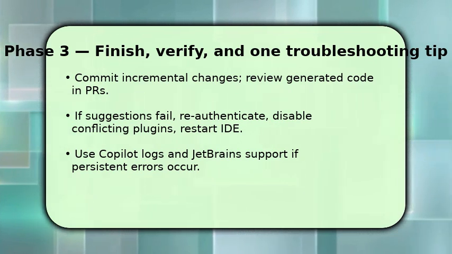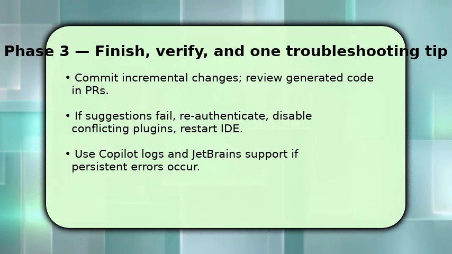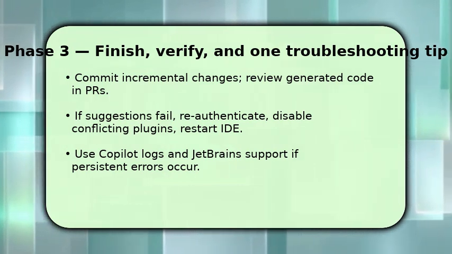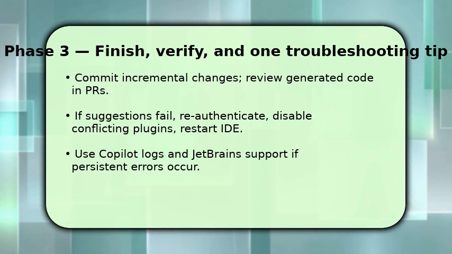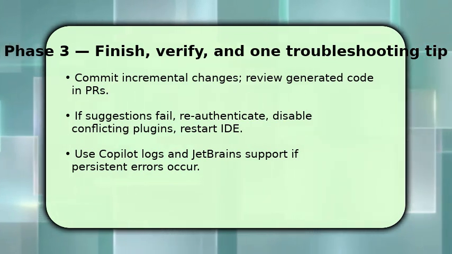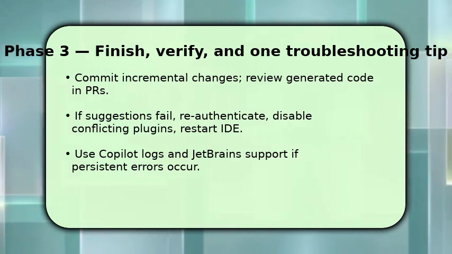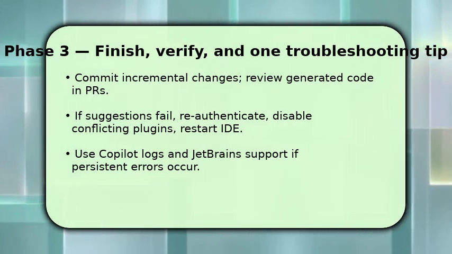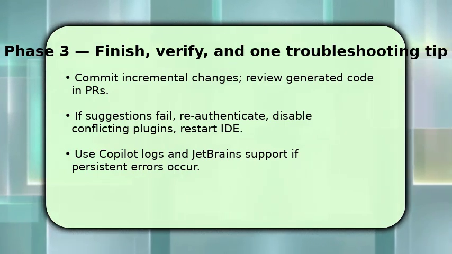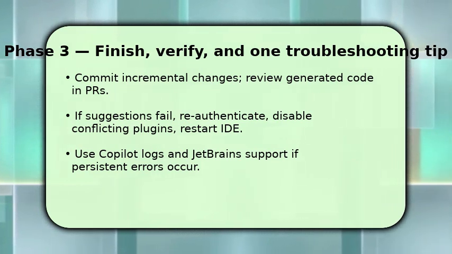If Copilot stops suggesting, first re-authenticate your GitHub token, then make sure no other completion plugin conflicts and restart the IDE. If performance lags, lower suggestion size or exclude large folders from indexing. Finally, use the Copilot pane logs to capture errors before contacting support. This helps identify network, permission, or compatibility issues quickly and gets you back to productive coding.